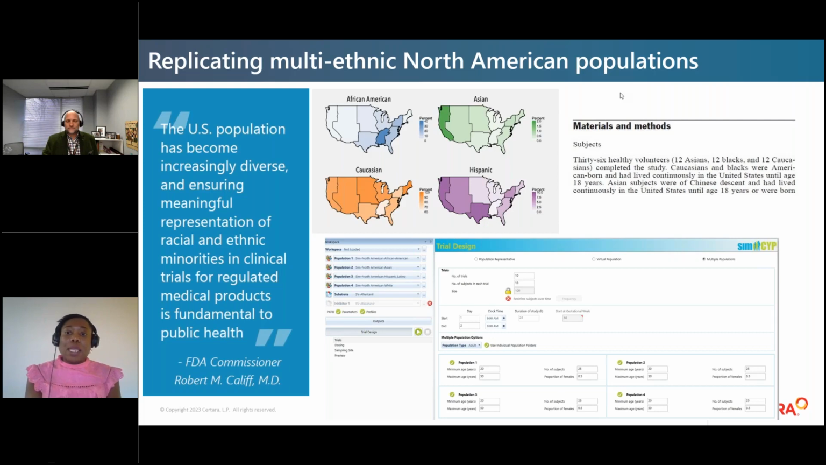A North American white population, a North American African American, North American Asian, and a North American Hispanic. Now within Simcyp, we already have this multiple populations feature. What this allows is that you can use this feature to simulate up to 4 different populations at the same time within one clinical study.